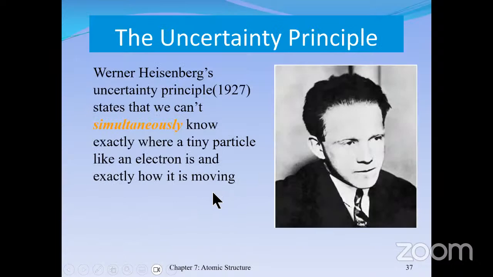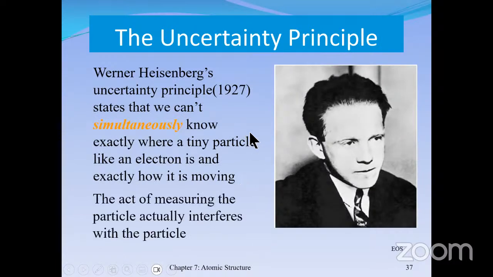And then I want to talk about the uncertainty principle, which you won't get too deep into, thankfully. Basically, this is a principle put forward by Werner Heisenberg. He says that we cannot know at the same time, or simultaneously, exactly where a tiny particle like an electron is and exactly how it is moving. The reason is that the act of measuring the particle actually interferes with the particle, and as a result, you cannot tell the position and the speed at which it travels at the same time.